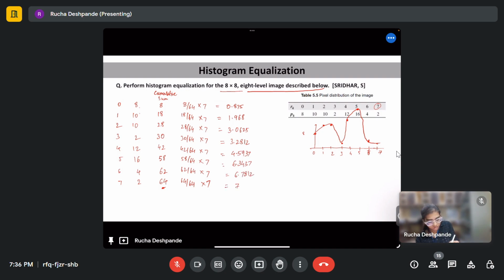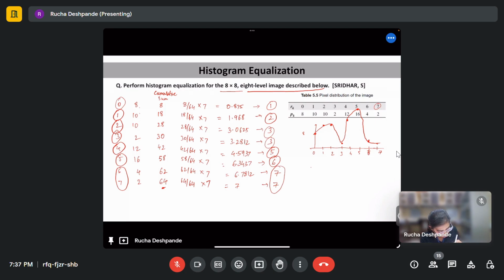And then we approximate them to the closest integer. So all the pixels which had DN value 0 previously, now they will be 1. Everything which was 1 will be 2. Then 2 and 3 will be mapped to 3. Then 4 will be mapped to 5. 5 will be mapped to 6. And then 6 and 7 will be mapped to 7.